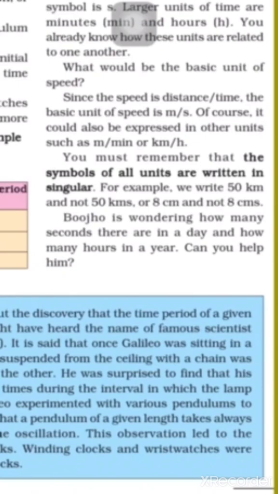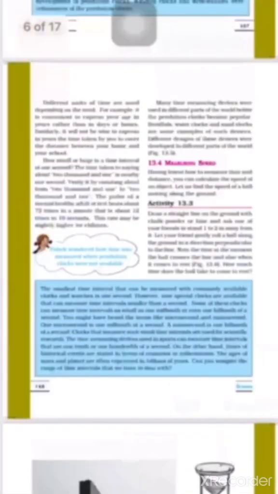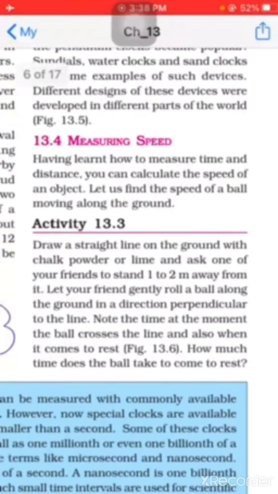Unit of time and speed. The basic unit of time is second. Its symbol is s, small s. Larger units of time are minute and hour. You already know how these units are related to one another.